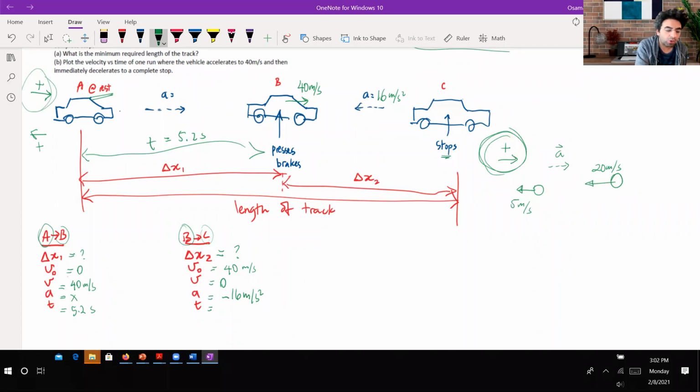Okay, so it's a choice, but you have to be consistent with it. Once I choose one direction to be positive, I have to be consistent. Every variable that is in that direction would be positive, and every variable that is in the opposite direction of that would be negative. Good question, Tasneem.